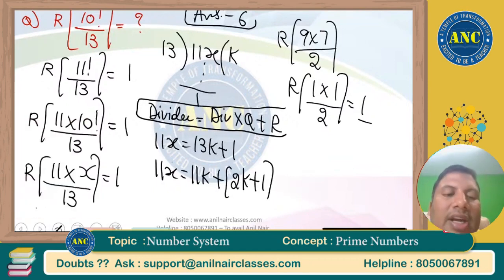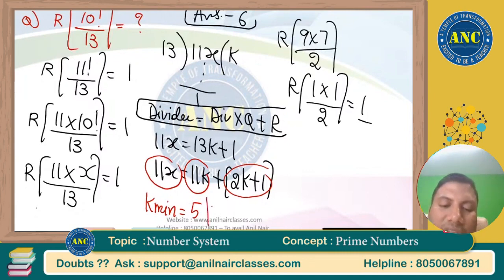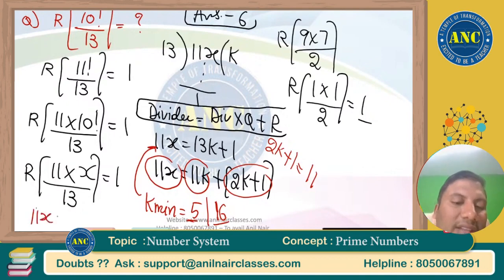Now if you see here, this should be divisible by 11, and 11k is divisible by 11. That means the minimum value of k is 5. I hope it is clear. Sir, can't I take k value 16? Yes, that you can also take. That will give the same answer. 2k plus 1 equals 11, so k is 5. So 11x is 13 fives, 65, plus 1, 66. The x value is nothing but 6.